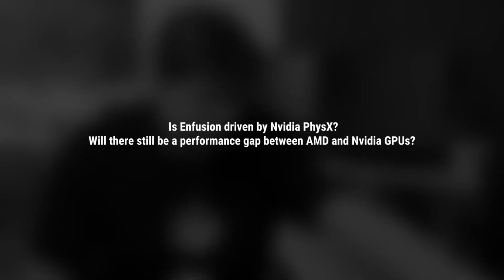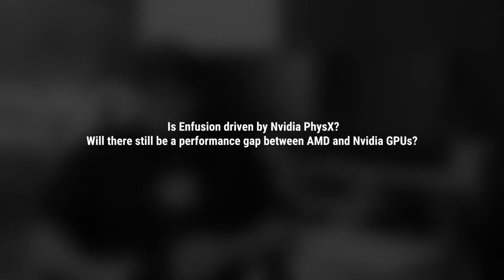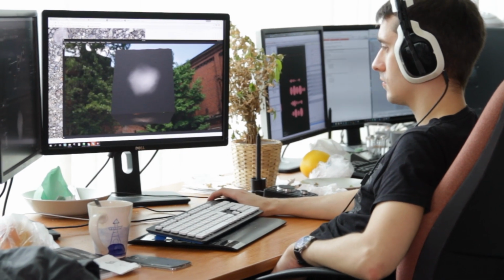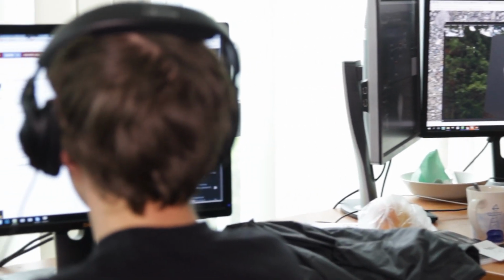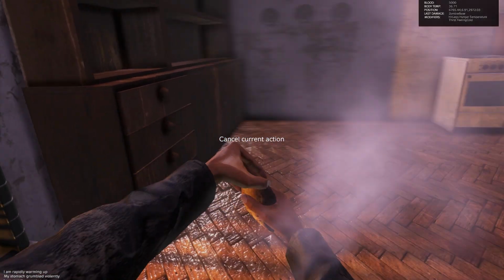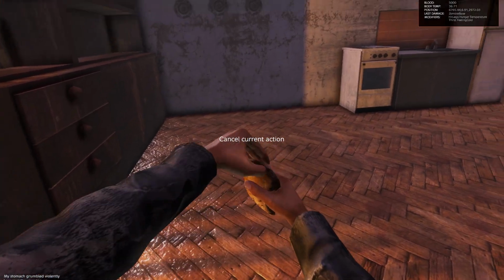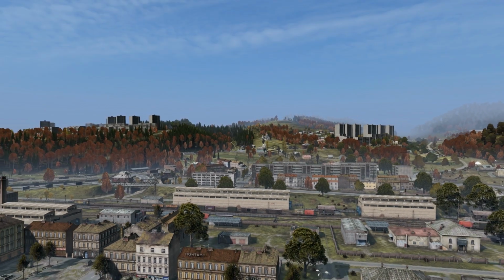Is Enfusion driven by Nvidia PhysX? Will there still be a performance gap between AMD and Nvidia GPUs? No, PhysX is not used in the Enfusion because we want to stay away from third-party libraries as much as possible. We don't have a very good experience with that. And about the performance gap, we still don't know what caused this. We will cooperate with our technical contacts in both Nvidia and AMD, and we will try to resolve it.